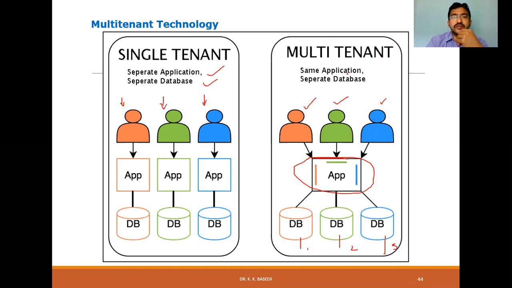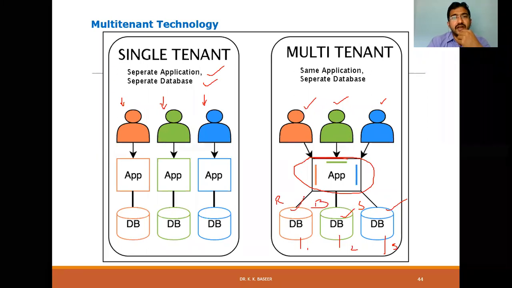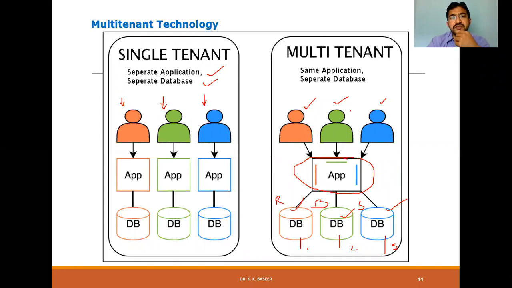The best example you can also take is PhonePe. PhonePe has multiple databases. For example, in PhonePe you can make reservations, you can make banking transactions, you can use other services. The other services are a separate database, banking is a separate database, and reservation is another database. Different services are there in a single app. So the same app can be used by different users. So it is the same application with separate databases.